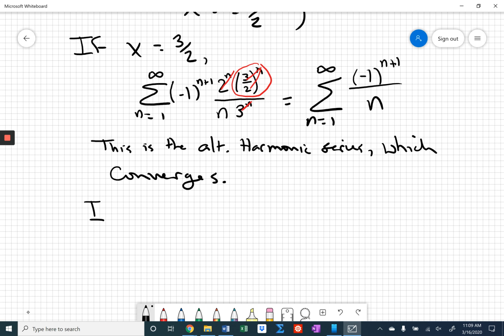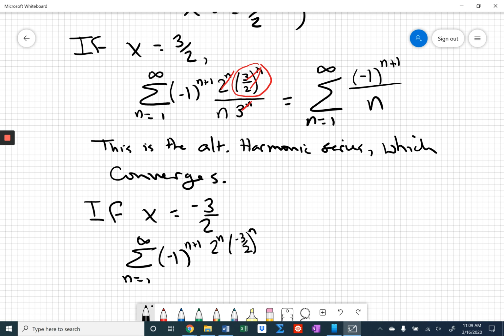All right, we also have to test what happens if x is -3/2. And if x is -3/2, I get the sum from n equals 1 to infinity, this (-1)^(n+1), 2^n, (-3/2)^n over n times 3^n. Again, I got to see if this converges. I got to go through the algorithm, but let's do a little bit of algebra first.